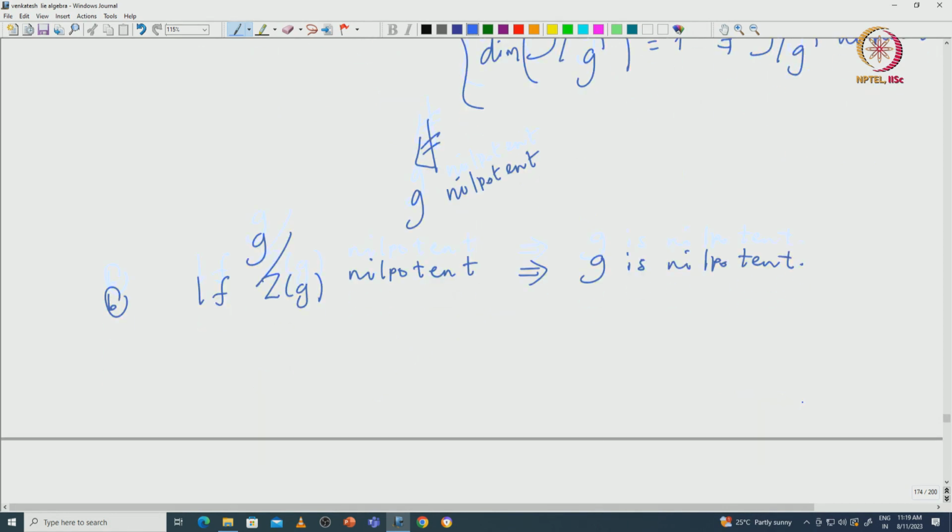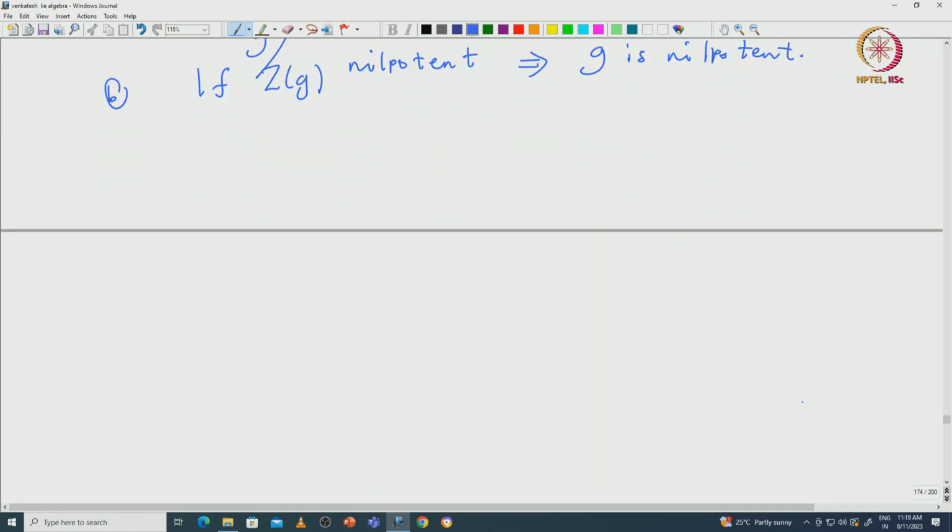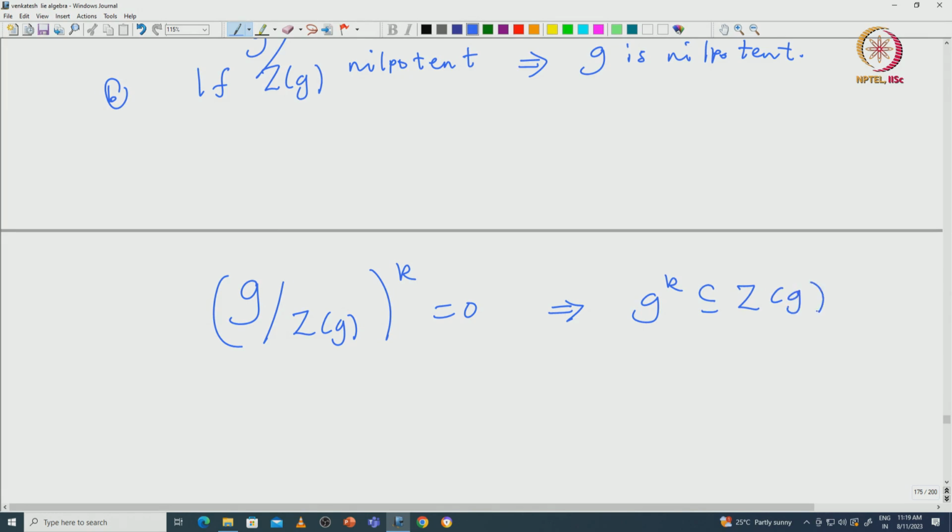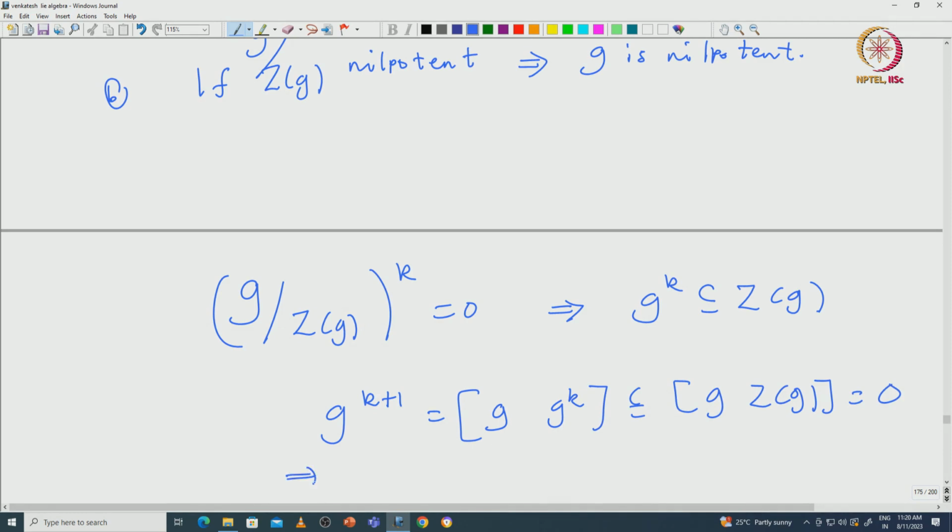That is again not very hard to prove. Suppose G modulo center of G is nilpotent, then G modulo center of G to some power k will be 0. So, that would imply that G^k will be a subset of center of G. Now if you compute G^(k+1), which is the bracket of G with G^k, that will be just a subset of the bracket of G with center of G, but the bracket of G with center of G is 0. So, that would imply that G^(k+1) is 0. So, that means G is indeed nilpotent.